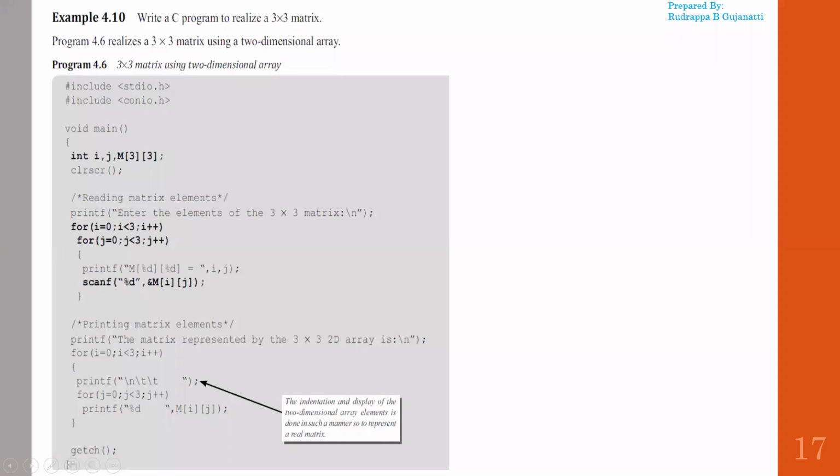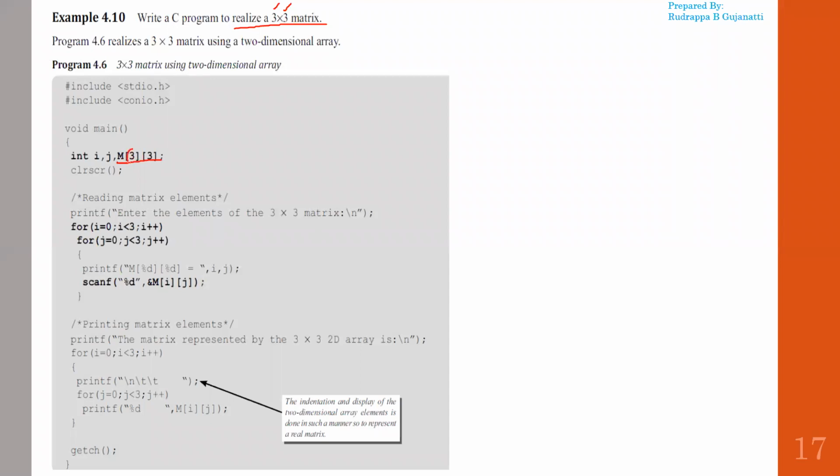So next, we'll look at a program in which you try to realize a 3 by 3 matrix. Since you are dealing with multidimensional arrays, and in this case it is a 3 by 3, we have two dimensions present. So this is a two-dimensional matrix. How do we define a two-dimensional matrix?